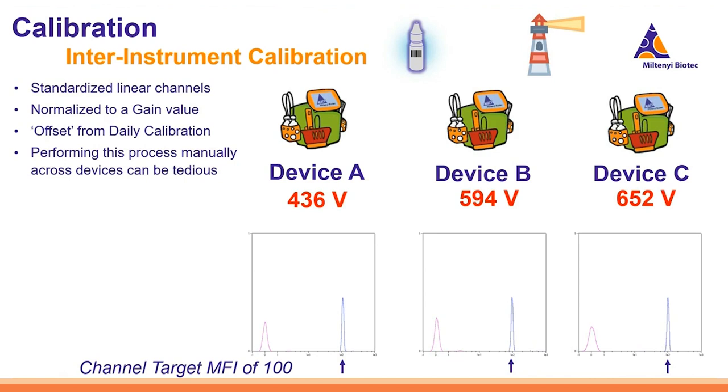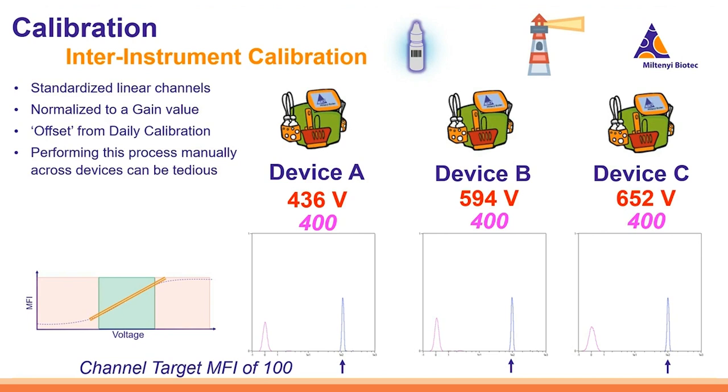So what we can do then is that, assuming these reference beads are a form of lighthouse, we can normalize this to a value of 400. And this is all due to the fact that we have a linear region in our PMT where we have an expected MFI increase with a corresponding voltage increase. So with this process, we are now normalizing our three flow cytometers to the same calibration reference beads. And it's more or less that any adjustments become an offset from the daily calibration. And this is where it is very dependent on being within this linear region of your PMT, which is taken care of by your daily calibration.